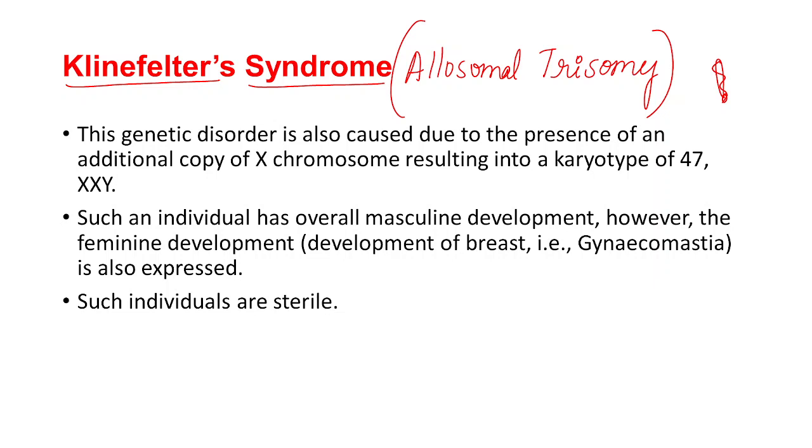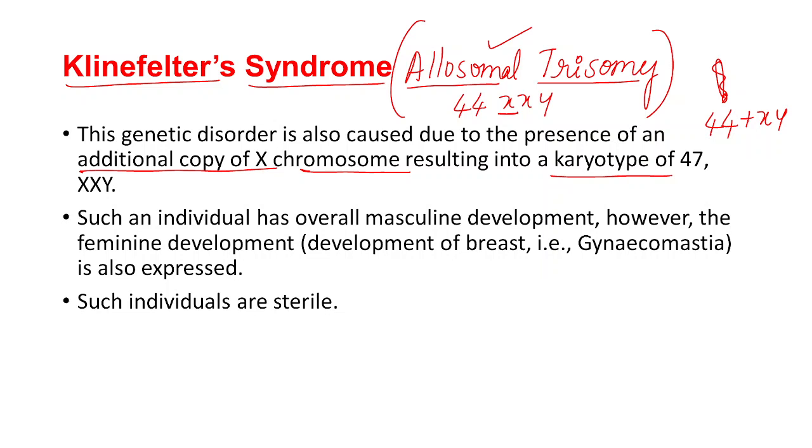Actually, in the males, along with 44 autosomes, they will have one X and one Y chromosome. But in Klinefelter's, what will happen? Allosomal trisomy will be seen, wherein the chromosomal content will be 44 plus XXY. Here one X chromosome will be added extra. That will result in allosomal trisomy. An additional copy of the X chromosome results in a karyotype of 47. It means the total number of chromosomes will become 47. So that condition is called Klinefelter syndrome.